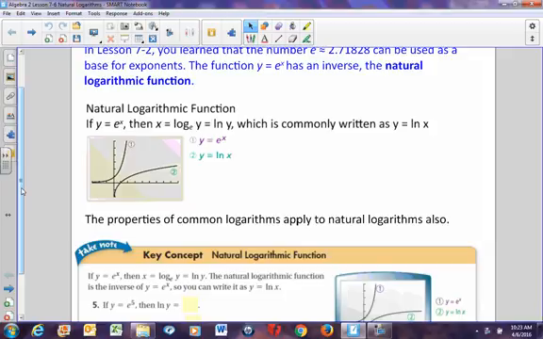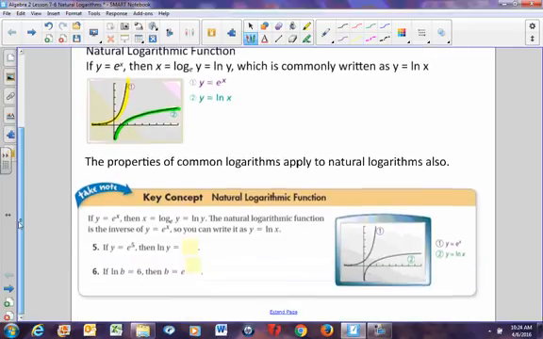So in the natural logarithmic function, if y equals e to the x, as we see in this first graph right here, I'm going to highlight it. It's highlighted in yellow. This is the y equals e to the x graph. Its inverse is the natural logarithm, which is y equals the natural log of x, which is this one right here. Now, the same properties that apply to common logs also apply to natural logs as well. In the same way that you use a common log, you can use a natural log.